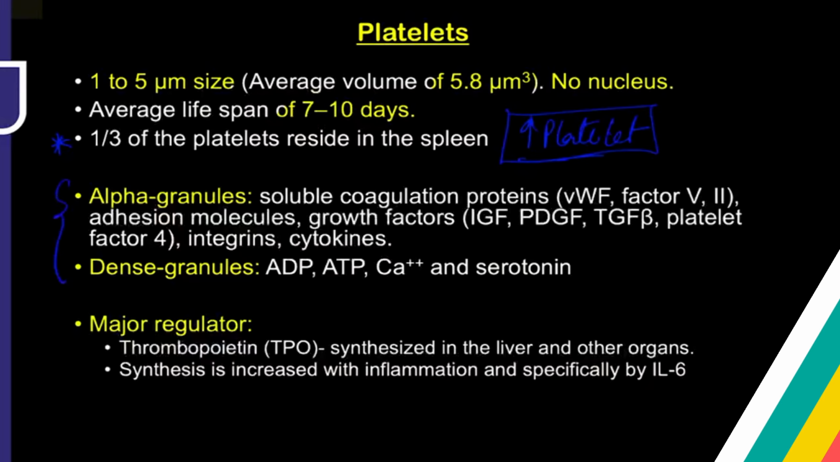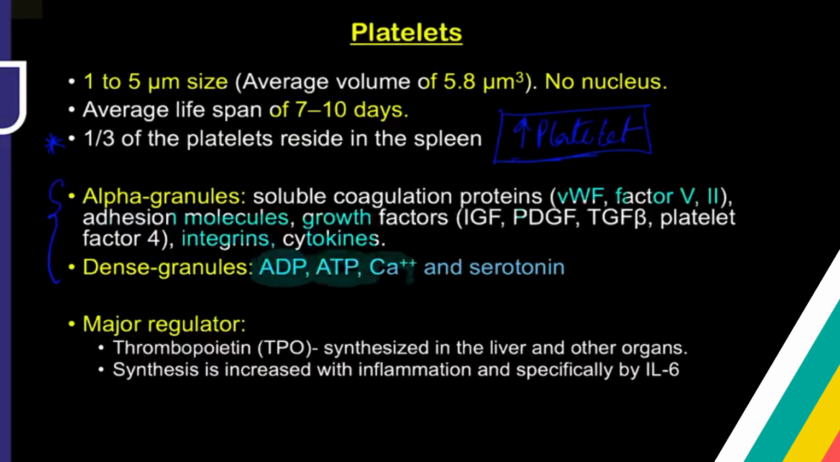Then platelet, although it does not contain any nucleus, contains granules. One is alpha granules and one is dense granules. What is the content of these granules? That is very, very important for your MCQ. Dense granule contains ADP, ATP, calcium and serotonin. At least remember these 4 contents of the dense granule. Other substances like, for example, your von Willebrand factor, right? Factor 5, factor 8, platelet activating factor, integrin, cytokine, thrombin, all of these substances are present inside the alpha granule. So dense granule contains ADP, ATP, calcium and serotonin.